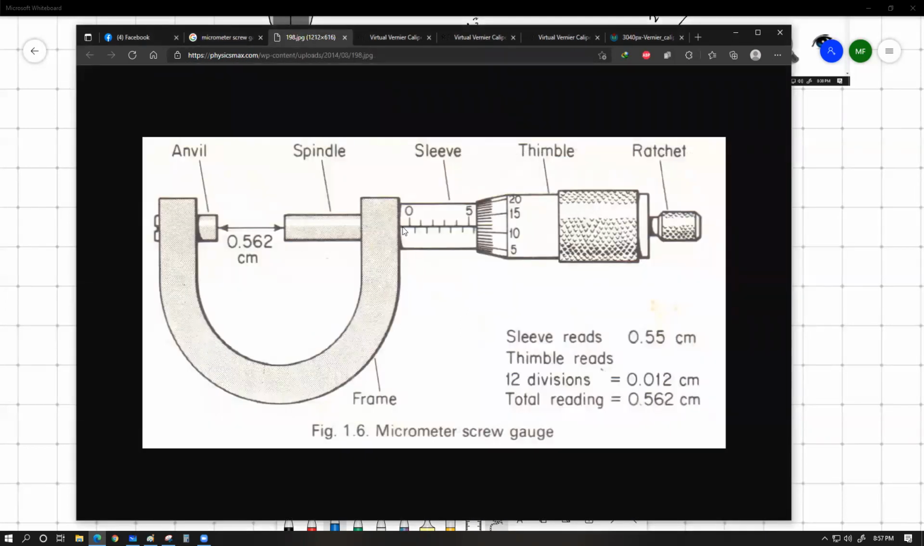Have a look. This central line is what we call the datum line, or sometimes also called the reference line. Datum, D-A-T-U-M, is the singular of data. This is what we use to find out the actual division number on the circular scale. This is what we call the circular scale.